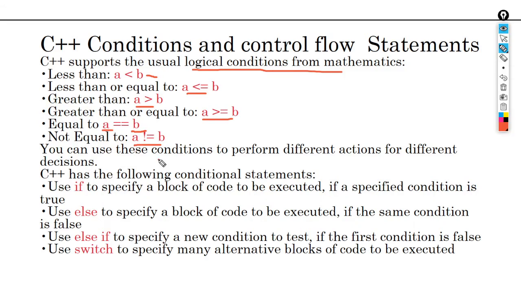And these conditions are used to perform different actions for different decisions. That is, if a is less than b, then do this. If a is greater than b, then do this. So depending on the condition, you will be performing some action, and this can be done in C++ with the help of control flow statements.